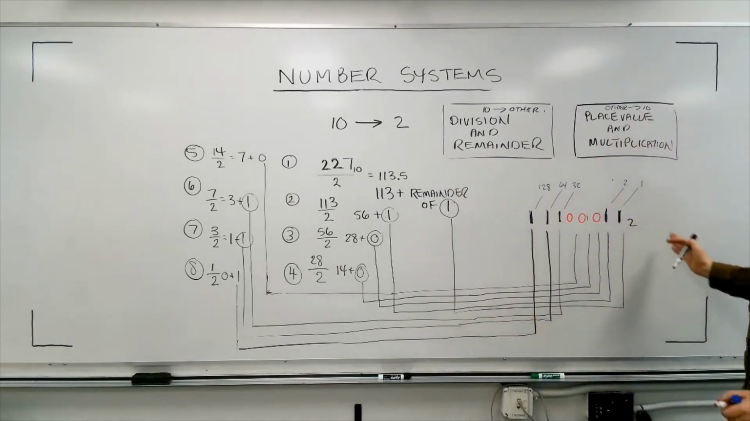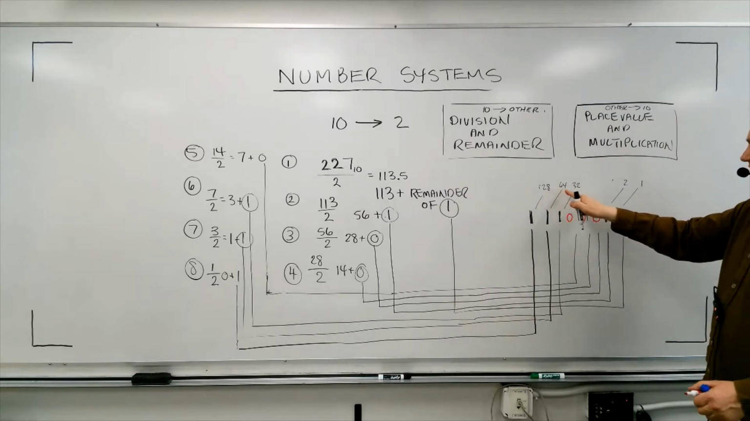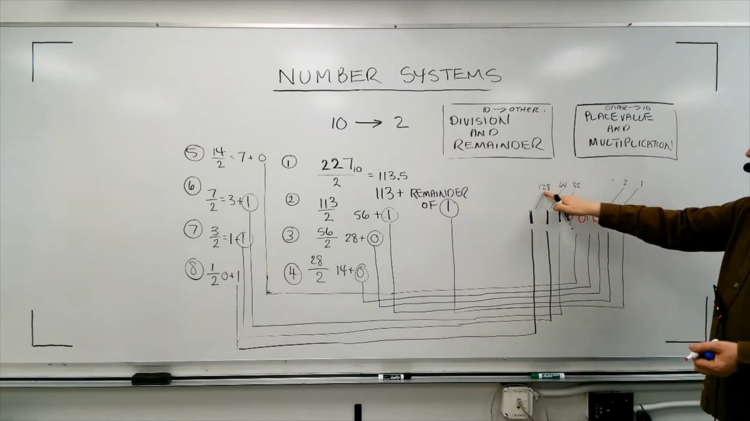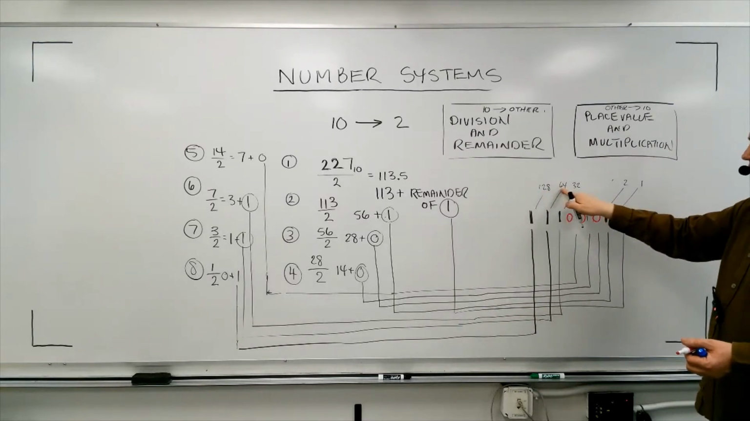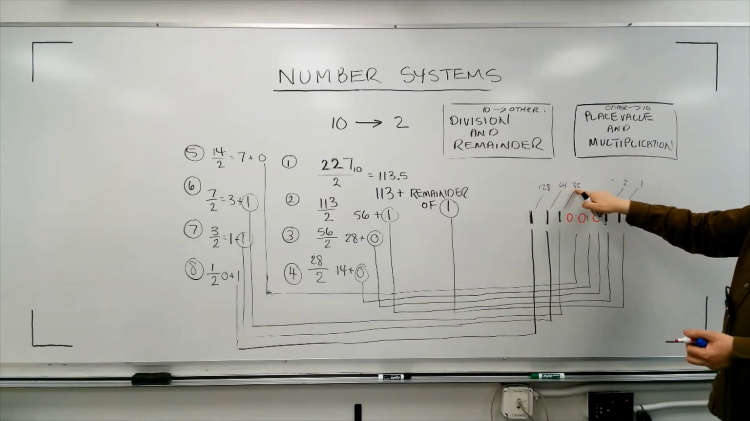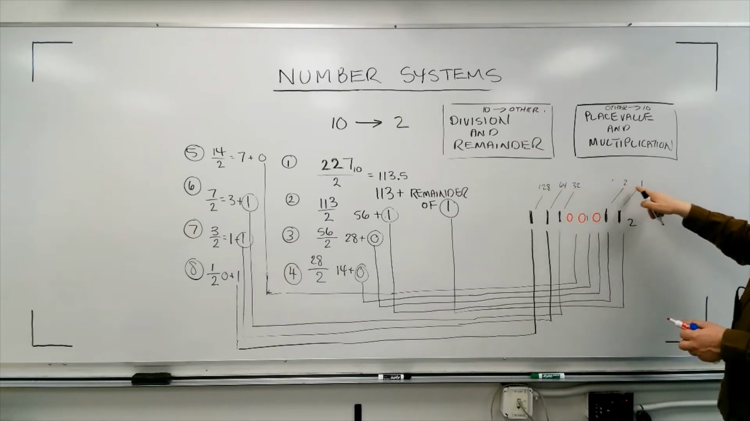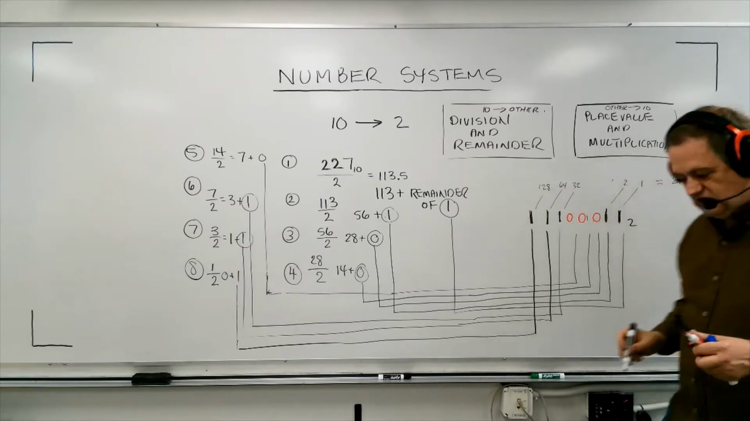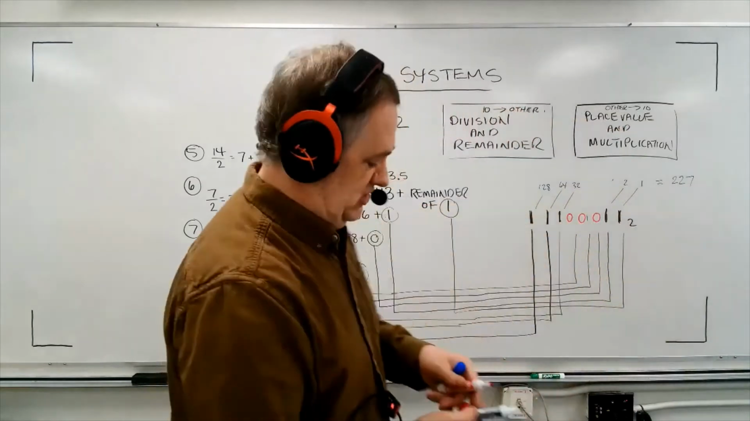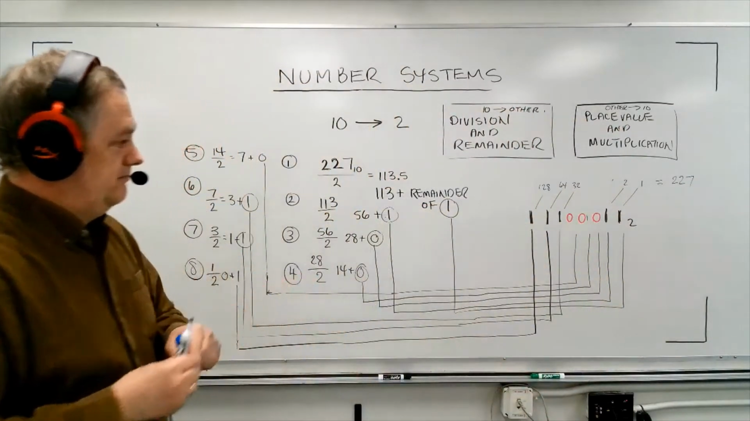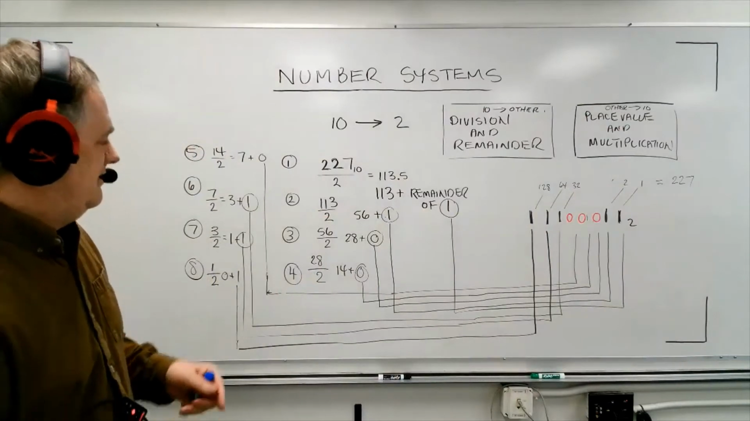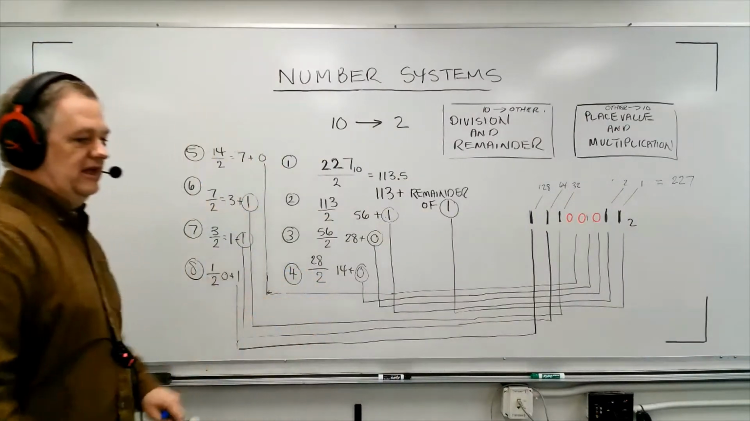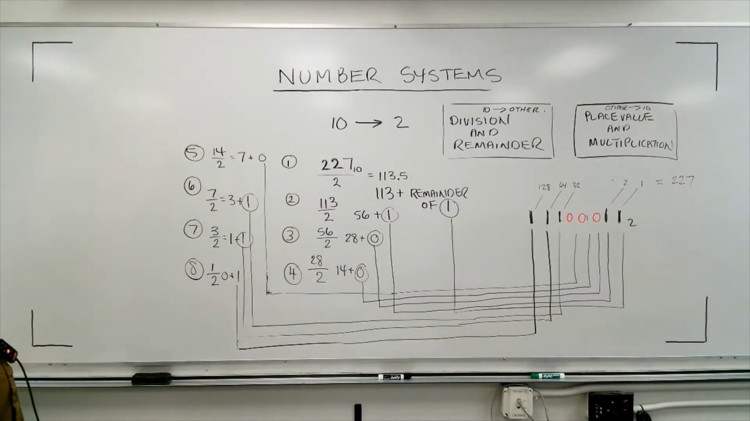So now that means if I just add 128 plus 64 plus 32, that would be 224, and then adding the rest, if you add these all up straight across, it equals 227. And that's how you verify that you actually did the correct divisions, okay? So there you see it. This is a 10 to 2 number conversion.